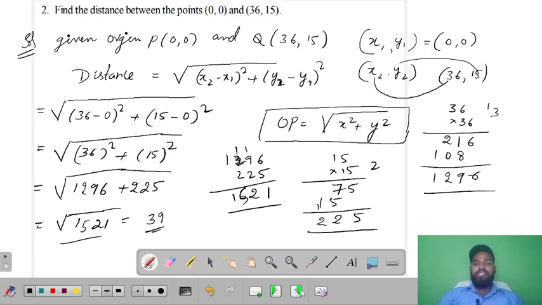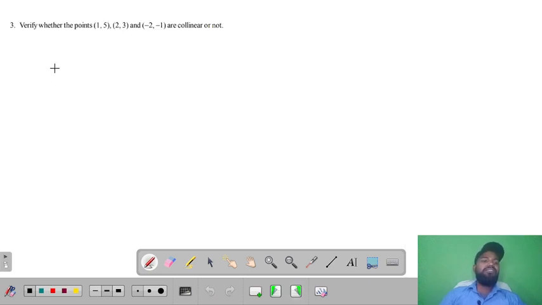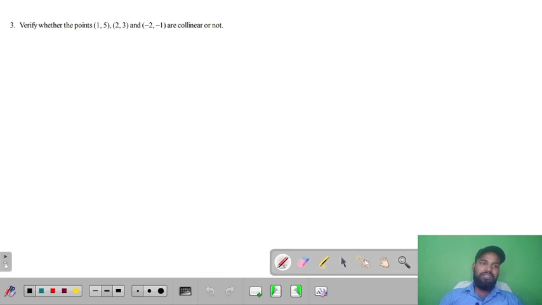Okay, moving to the next question. What is the next question given here? The next question is, verify whether the points (1, 5), (2, 3) and (-2, -1) are collinear or not. So we should know whether they are collinear or not. What is meant by collinear? We should know that first. Okay, so what is meant by collinear?